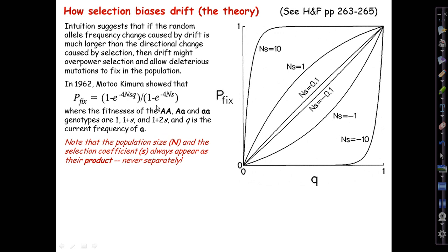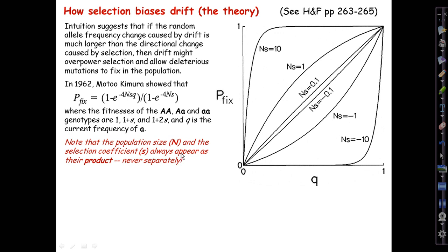What you should notice from the form of this ratio that gives the probability of fixation is that the population size, N, and the selection coefficient, S, always appear as their product, N times S, right? So upstairs it's 1 minus e to the minus 4NS times q, the allele frequency. The downstairs is the same thing without the q. It's 1 minus e to the minus 4NS.